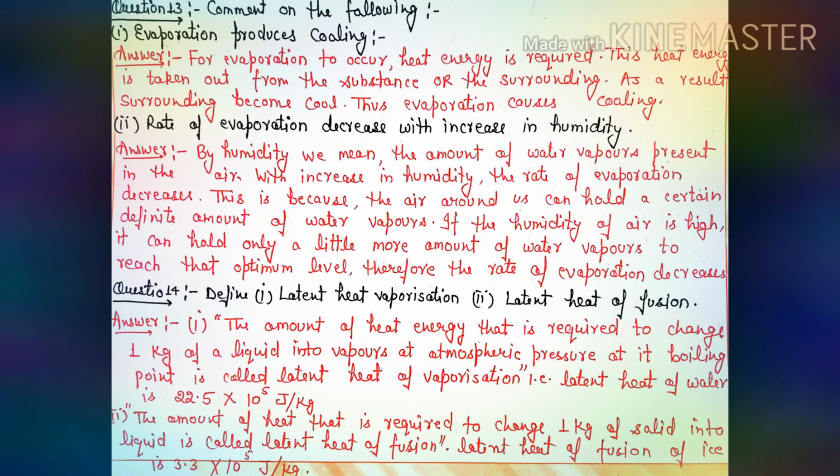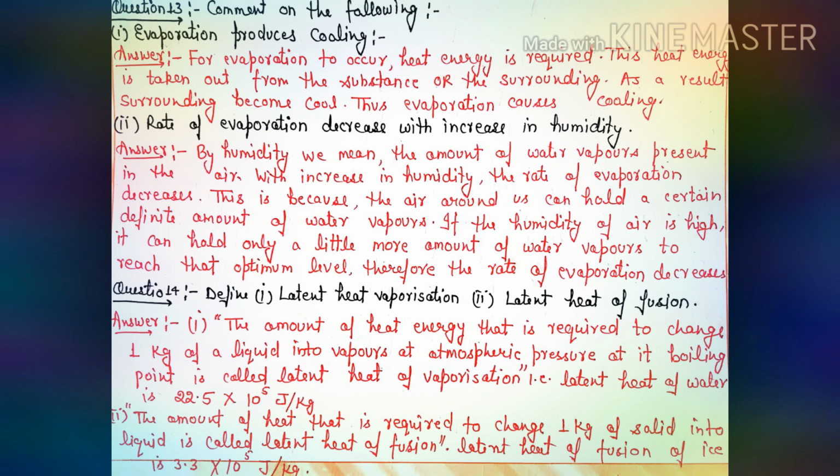Number 2. Rate of evaporation decreases with increase in humidity. By humidity we mean the amount of water vapors present in the air. With increase in humidity, the rate of evaporation decreases. This is because the air around us can hold only a certain definite amount of water vapors. If the humidity of the air is high, it can hold only a little more water vapor to reach that optimum level. Therefore, the rate of evaporation decreases.